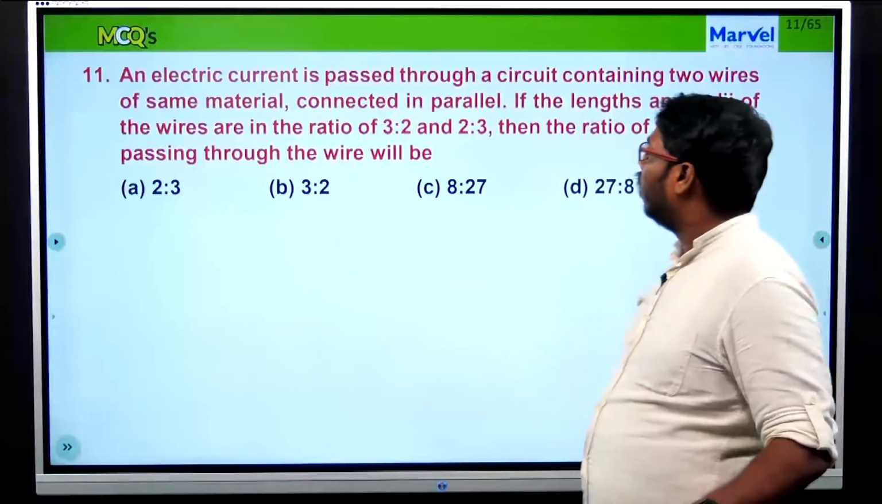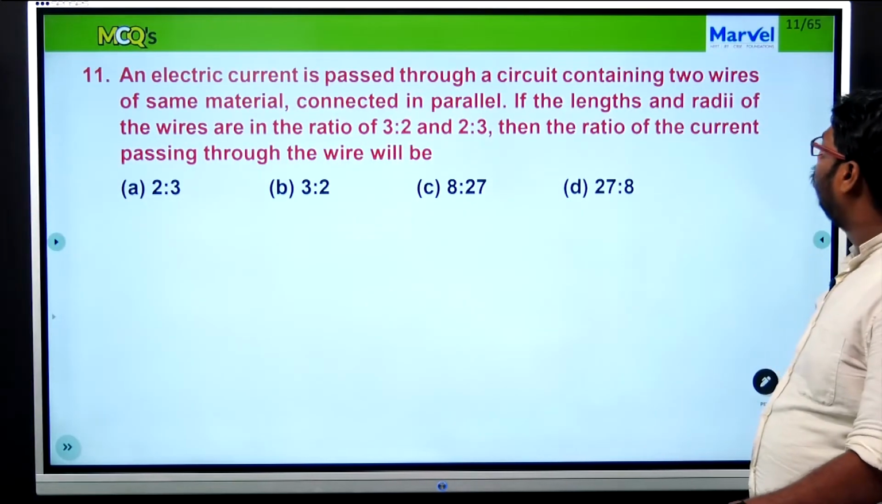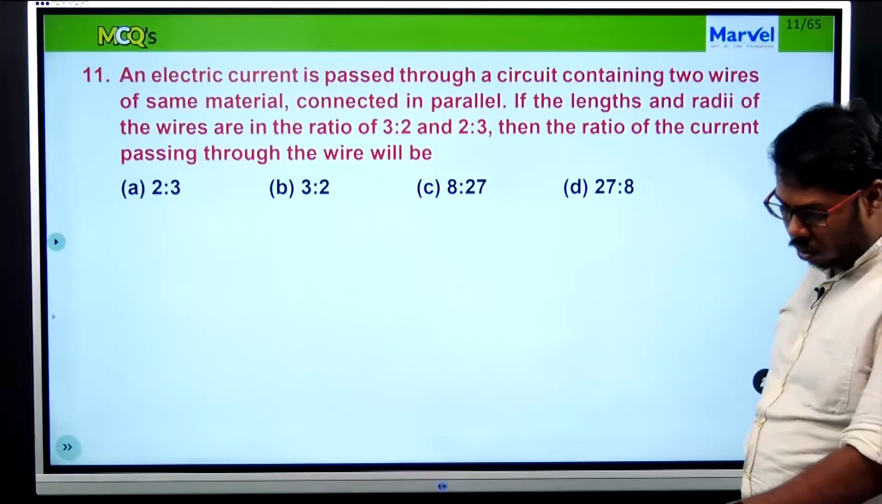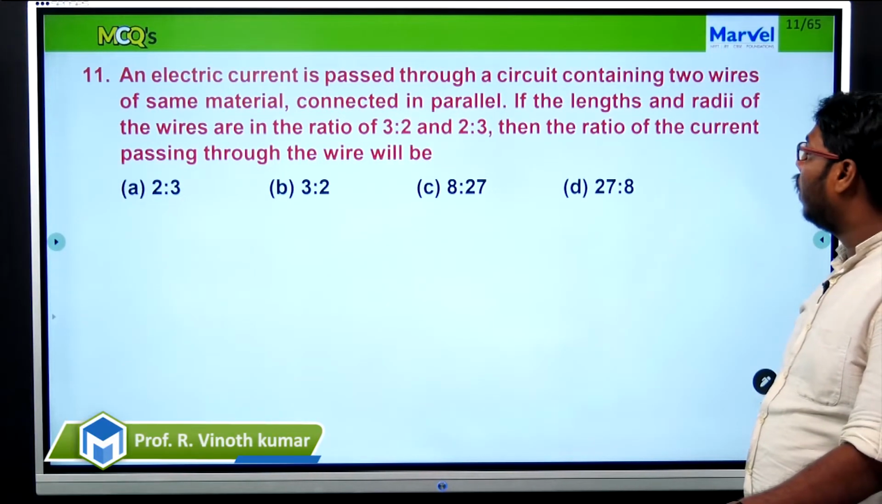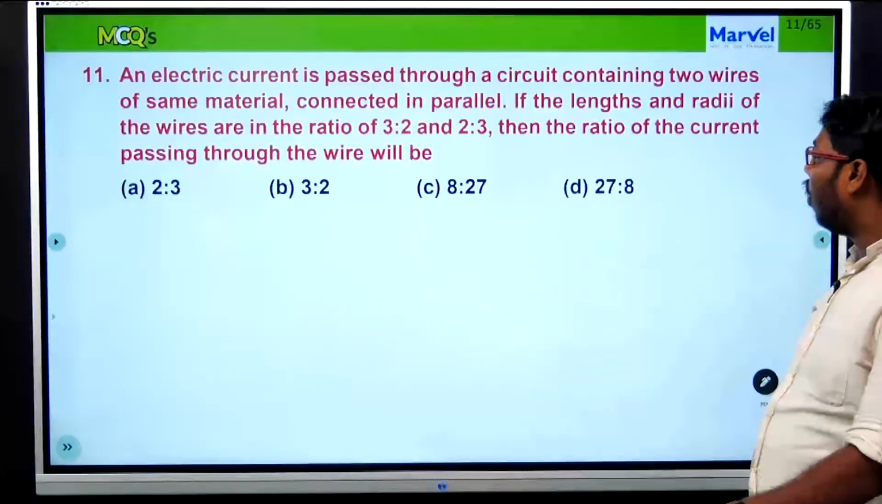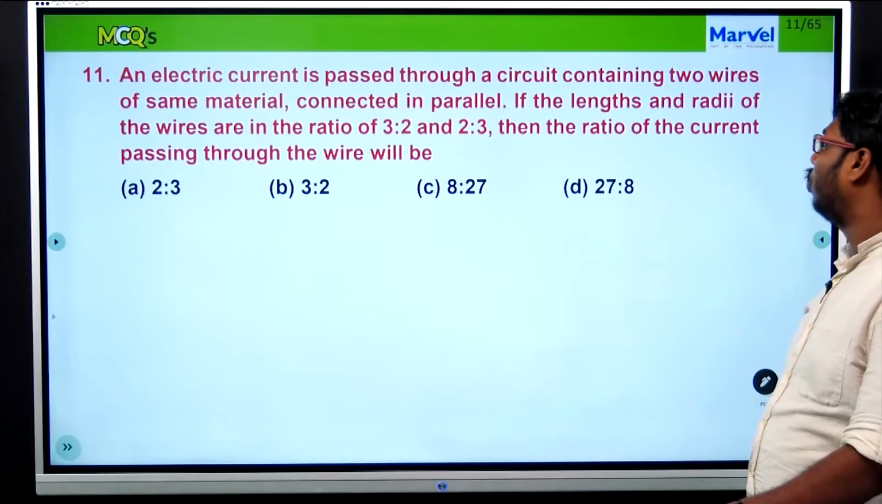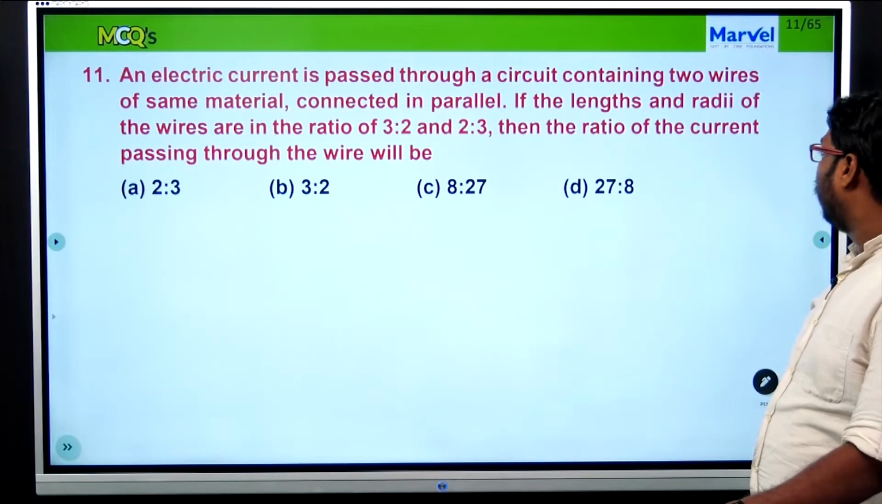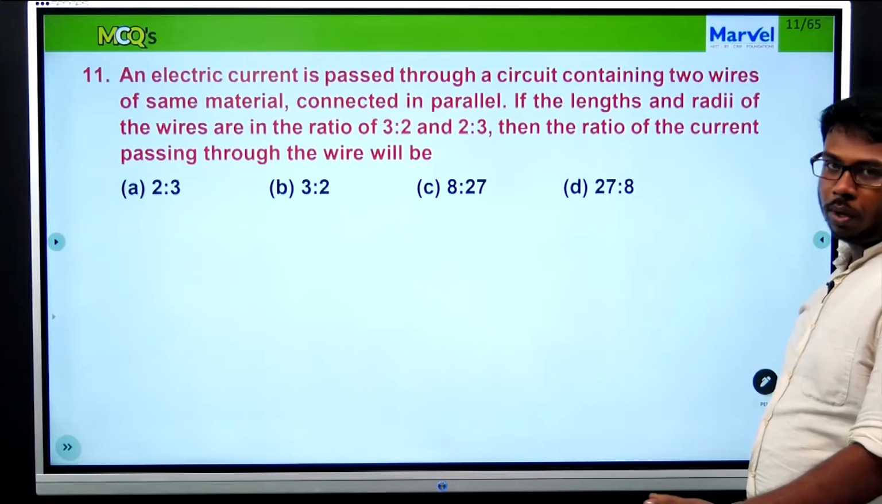Here an electric current is passed through a circuit containing two wires of the same material connected in parallel. If the lengths and the radii of the wires are in the ratio 3:2 and 2:3, then the ratio of the currents passed through the wires is?